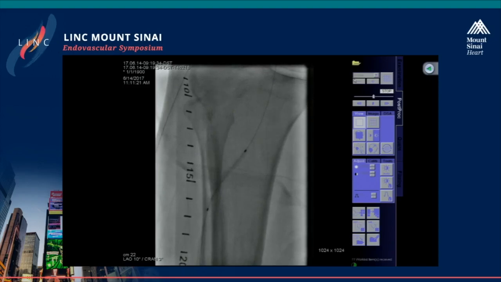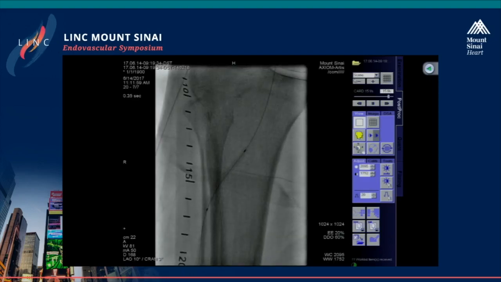Right, I have a small question. What is enough for you after atherectomy? I mean, when do you stop with the atherectomy? What is technical success for atherectomy for you? You know, that's a question that I don't think anybody has a definitive answer to.